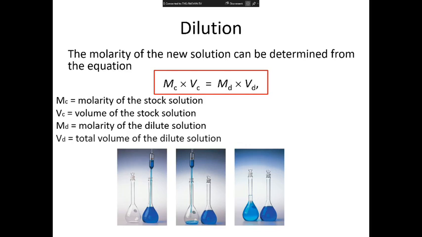All right, so it's easy to remember. It's just MV equals MV. But then on the left side, we put 2 little C's. Those stand for the concentrated, or sometimes called the stock solution. And then on the right-hand side, we have the little D's, and that stands for the dilute solution. So the molarity times the volume of the concentrated solution equals the molarity times the volume of the dilute solution.